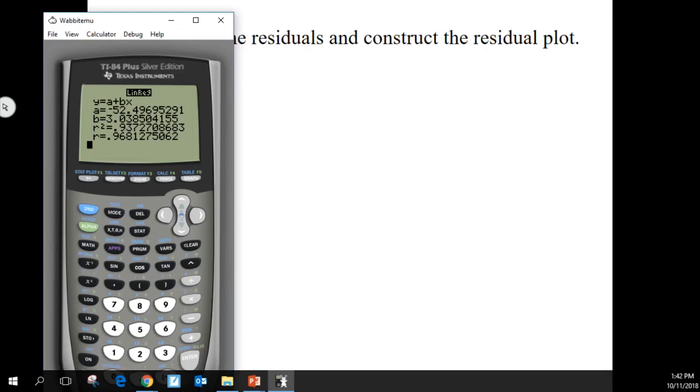So I go to Stat, and we go to Edit. I put my height and weight in L3, L4. Well, L5, I don't need that in there. Let's clear out L5. I can use L5. I have my equation of the line. We said line of best fit is y hat equals negative 52.5 plus 3.04 times x. Okay, so my residuals are going to be the actual data minus the prediction.